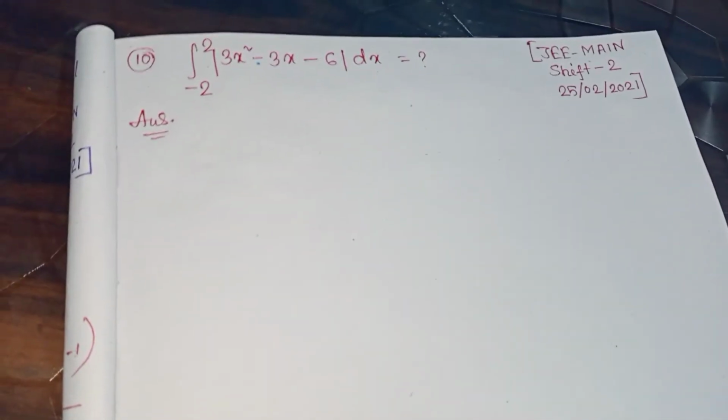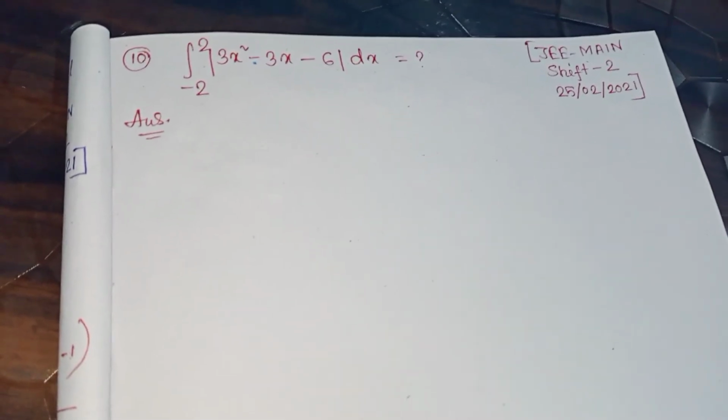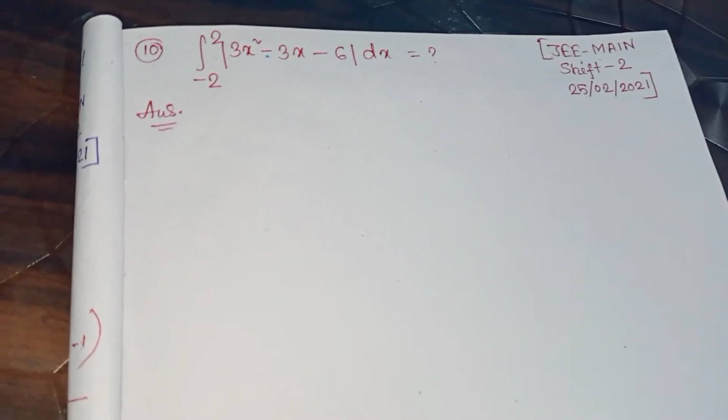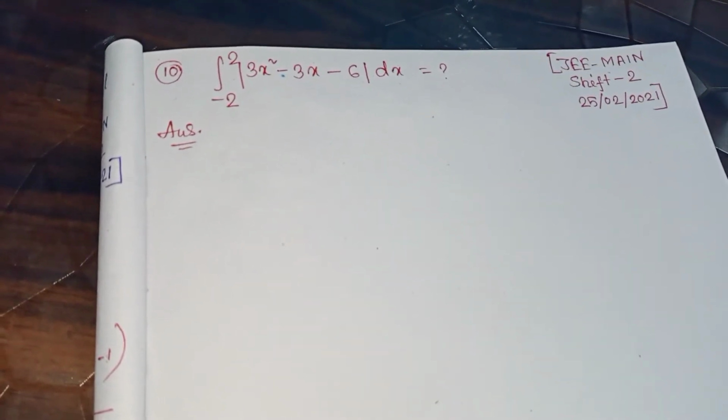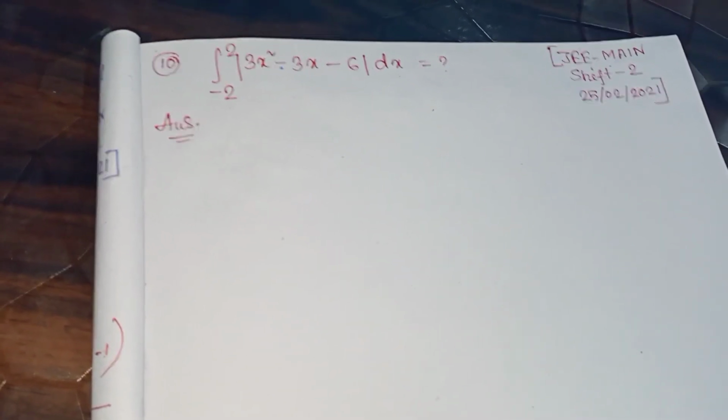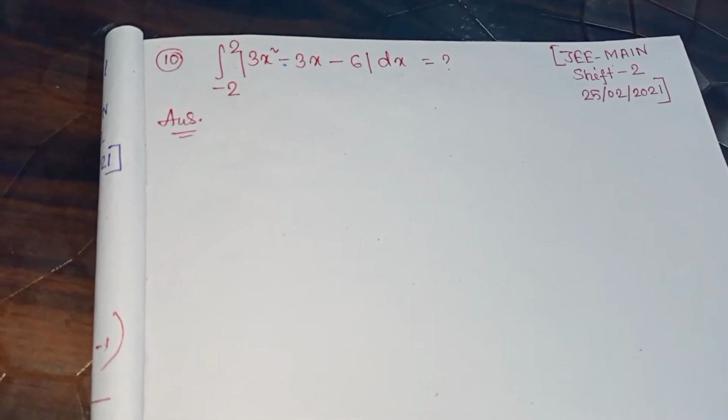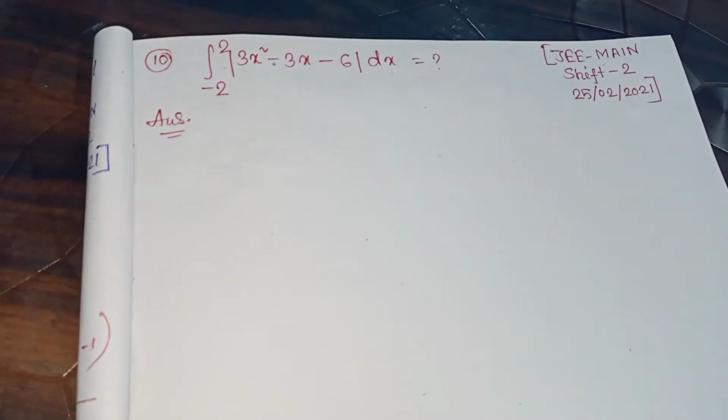Today we solve a JEE Main Shift 2, 25th of February 2021 question. It's a memory based question. The question is: the integral from minus 2 to 2 of mod of 3x square minus 3x minus 6 dx is equal to what? So this is a question of integration.